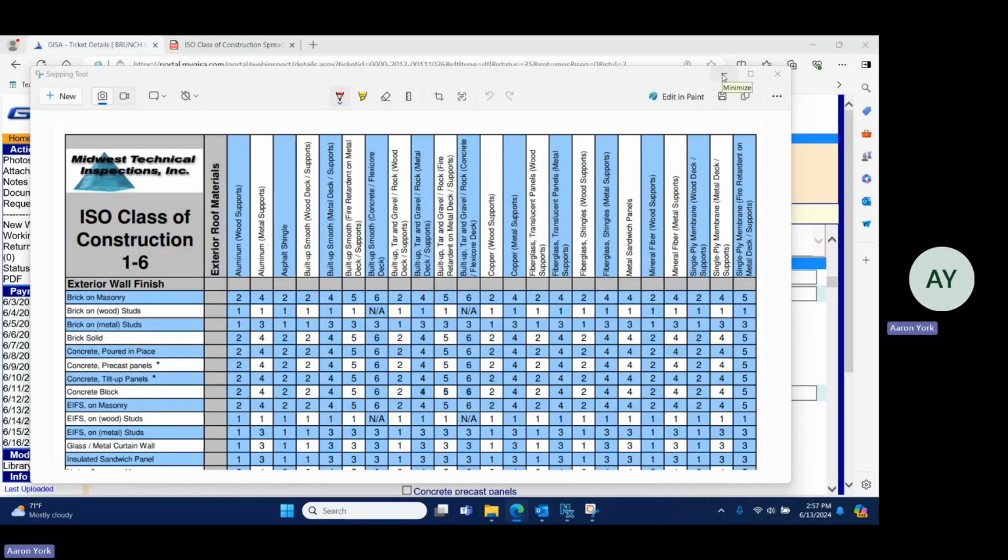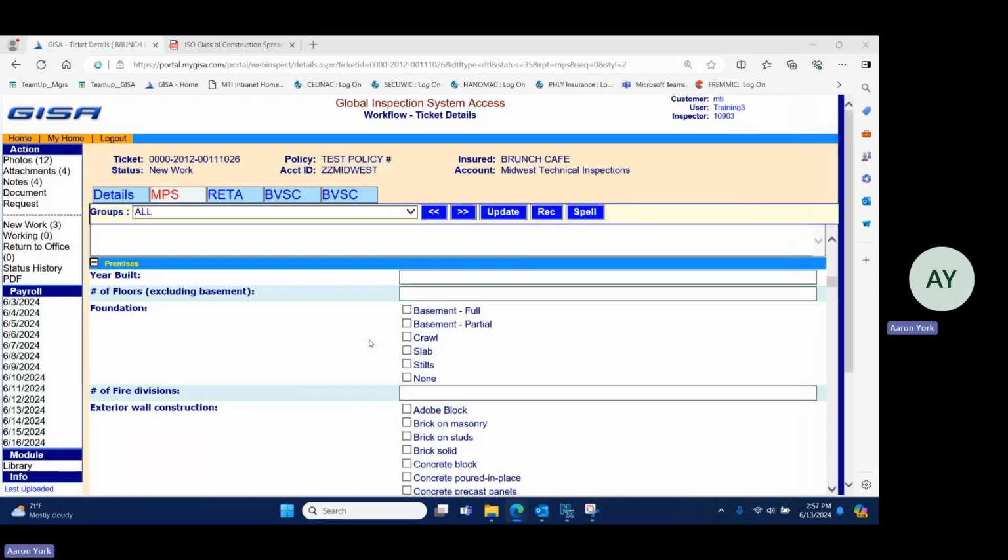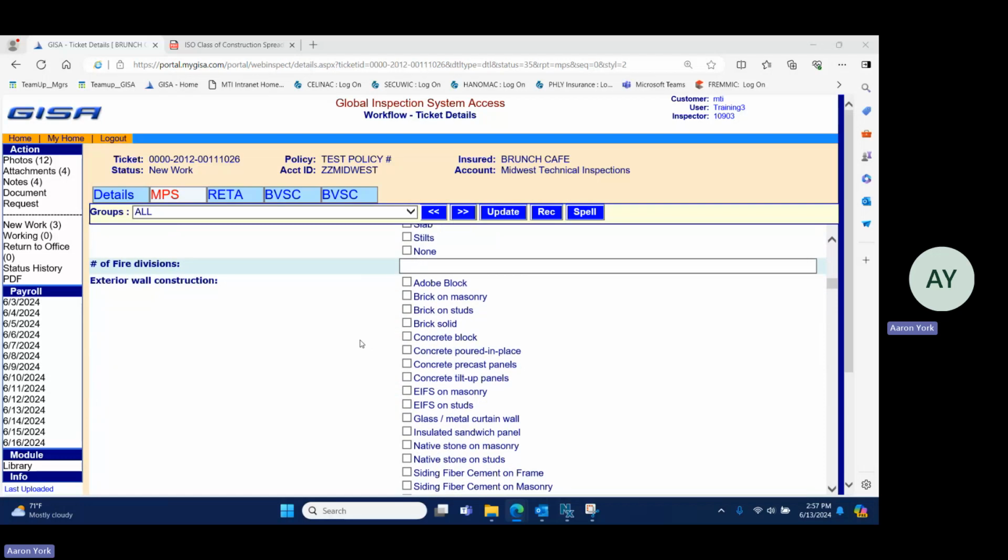We're going to look at a live inspection form here. The live inspection form has a section called premises. Premises is the part where you start putting the data points in for your physical structure when you're doing the walkthrough. The first key area to determine ISO class of construction is exterior wall construction.